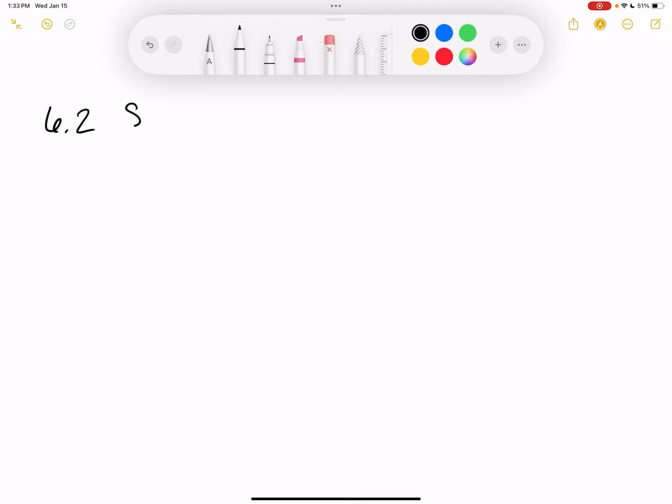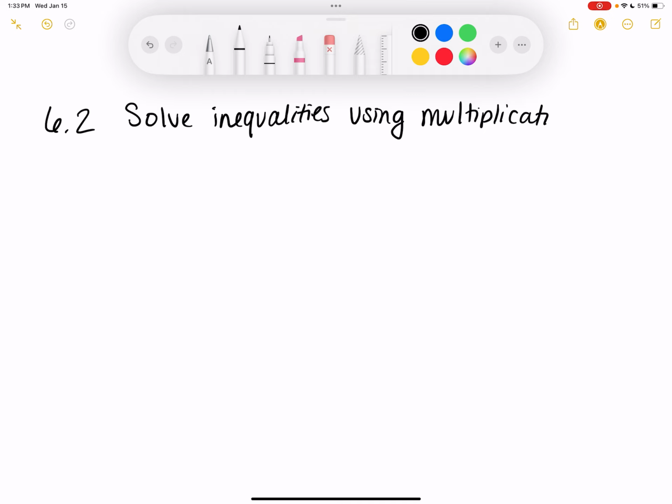Solve inequalities using multiplication and division.